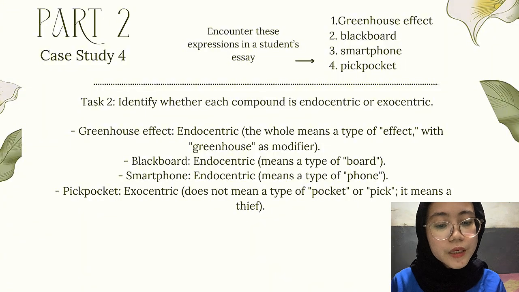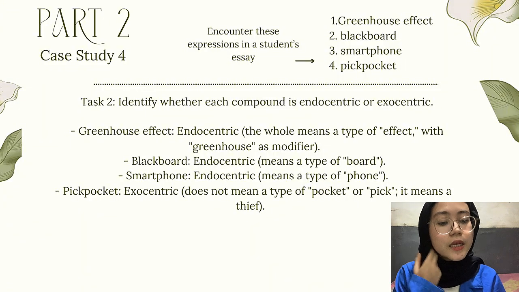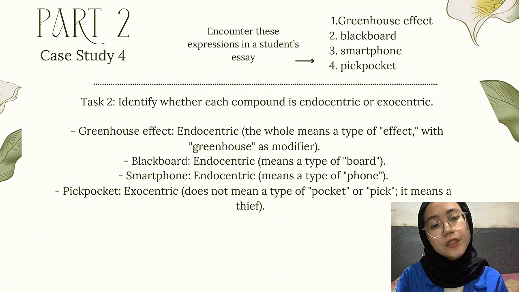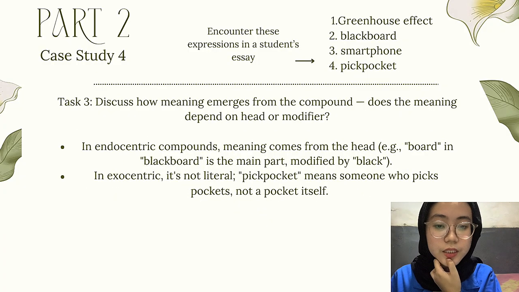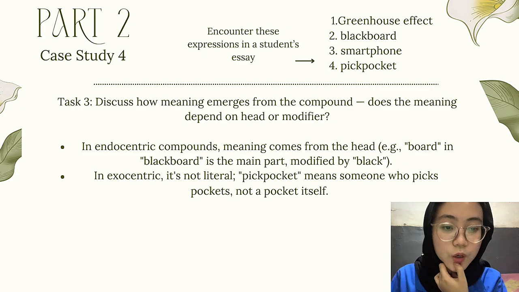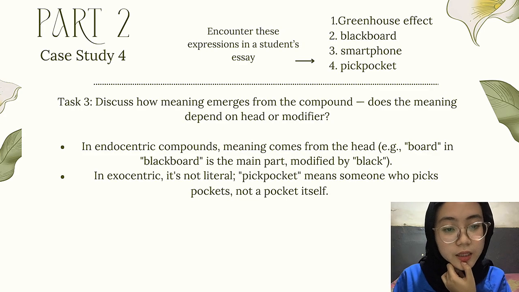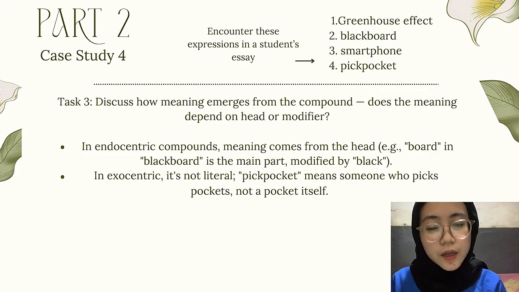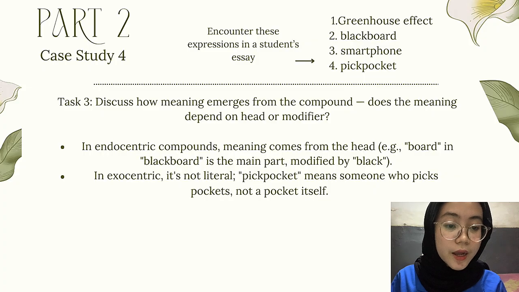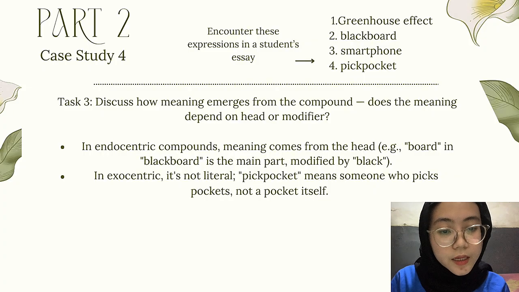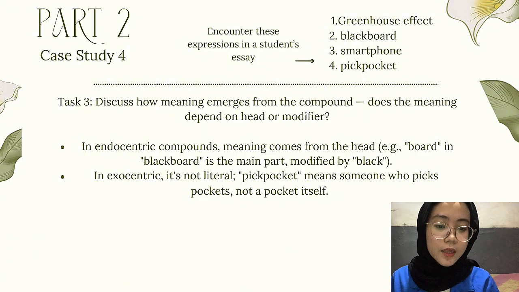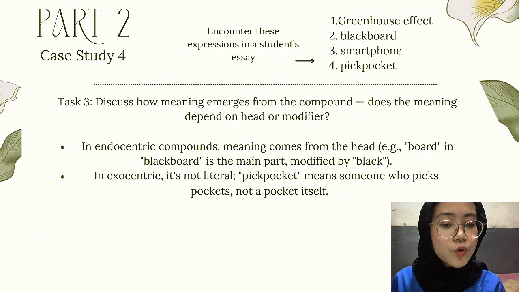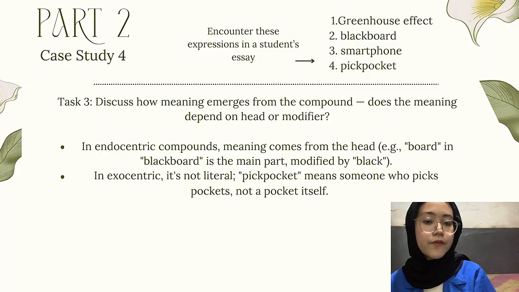So when the compound's meaning refers to its head, it's endocentric, but if it doesn't, it's exocentric. And task 3 is to discuss how meaning emerges from the compound. Does the meaning depend on head or modifier? In endocentric compounds, meaning comes from the head. In blackboard, board is the main part, modified by black. In exocentric compounds, it's not literal, because pickpocket means someone who picks pockets, not a pocket itself.